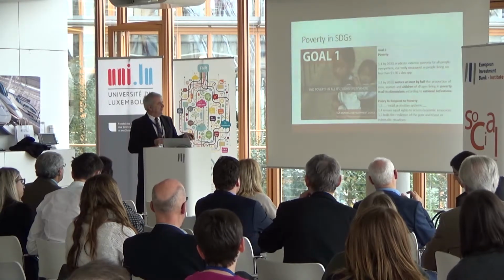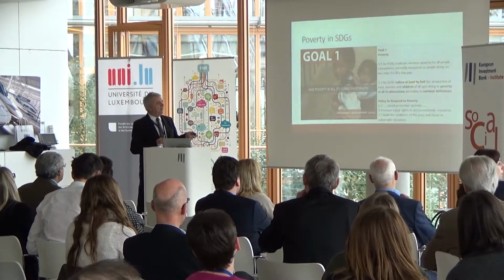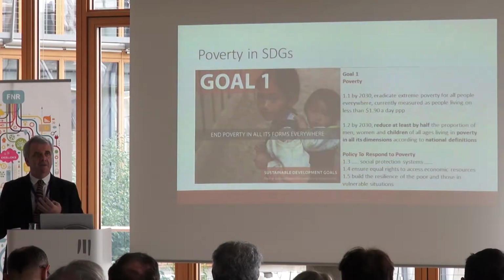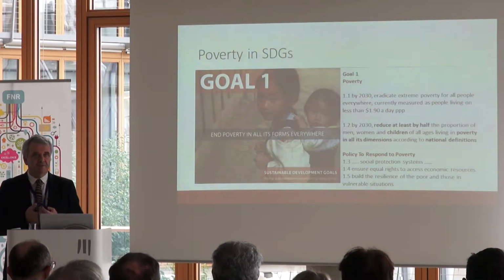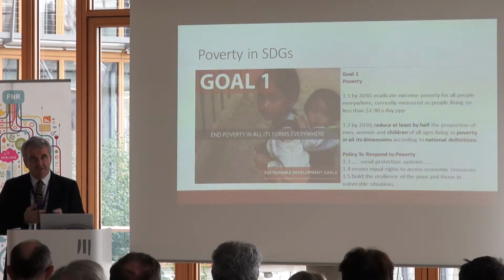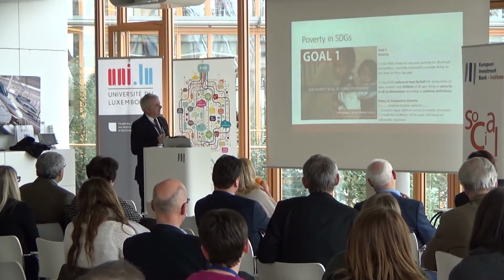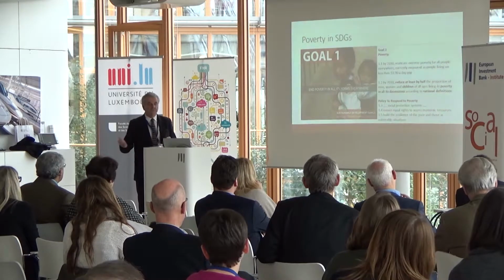The next goal is about reducing by at least 50%, half of the proportion of men, women and children of all ages living in poverty in all its dimensions according to national definitions. Again, this means that Luxembourg and Liberia, Monaco and Mozambique are all asked to reduce poverty and child poverty by 50% in 15 years. There are other parts of Goal 1 which are about policies that can respond to poverty.